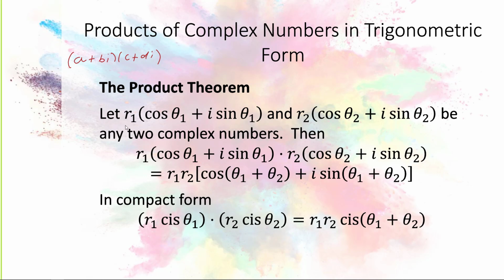And here's the theorem. Let's suppose you have two numbers. One is r1 cosine theta 1 plus i sine theta 1. The other one's the exact same thing with the subscripts 2. Then the product of those two numbers is going to be the product of the magnitudes, and the sum of the angles. That's all that it is. The product of the two numbers is going to be, once again, the product of the magnitudes, the sum of the two angles.